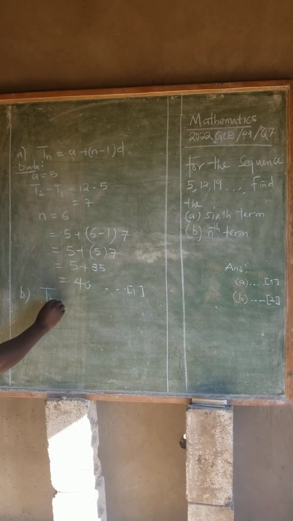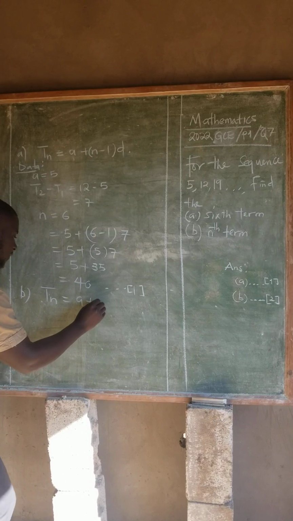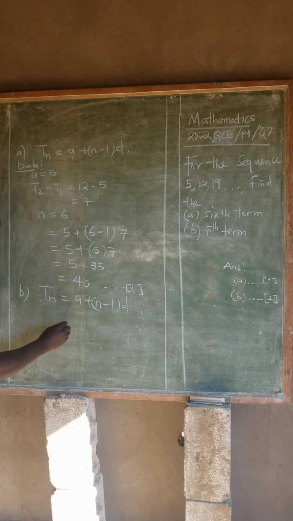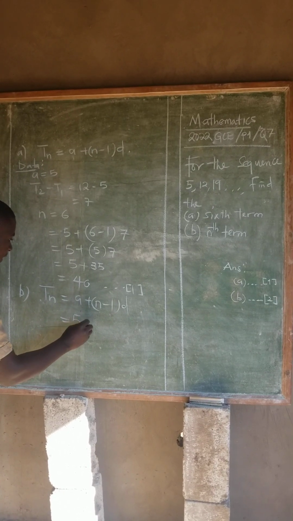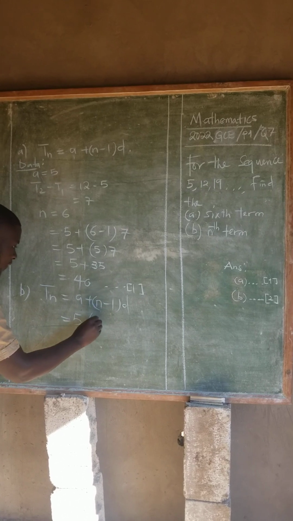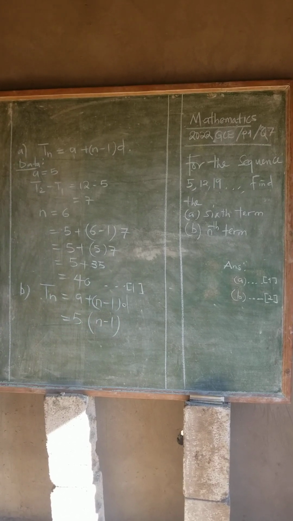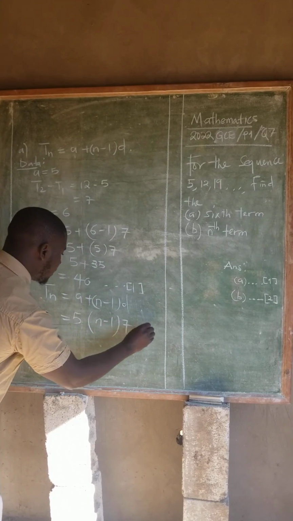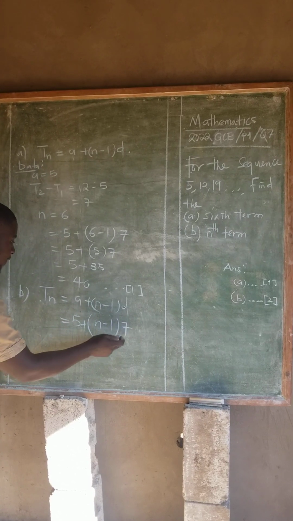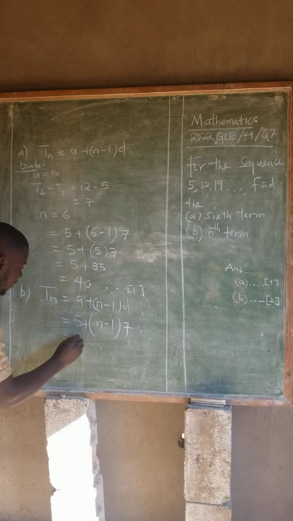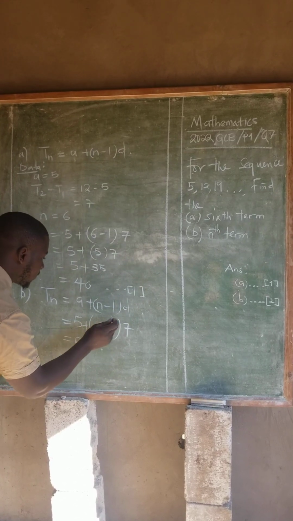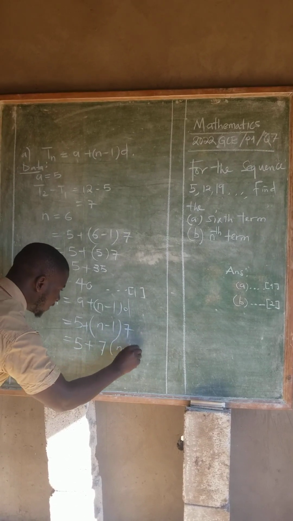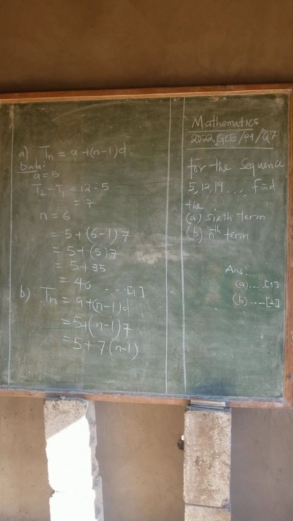So we're going to say Tn is equal to a plus, open and close brackets, n minus 1, times d. So that our first term still remains 5. Then here, we do not know the position exactly. So this is going to be a general formula, but we still have the common difference. We use the same one. So if we are to simplify here, what are we going to do?